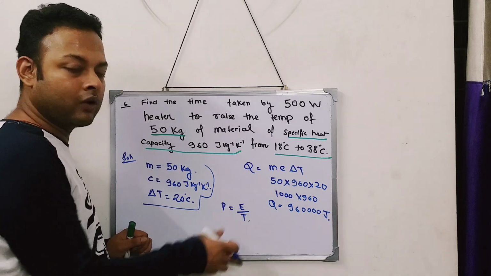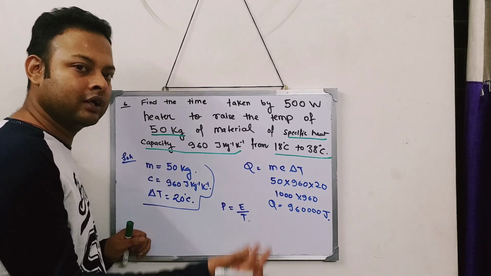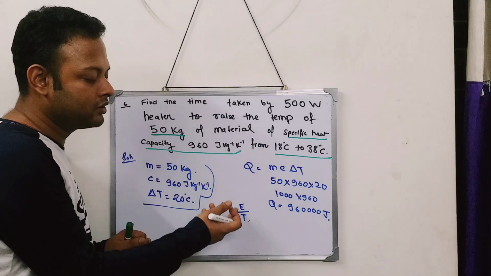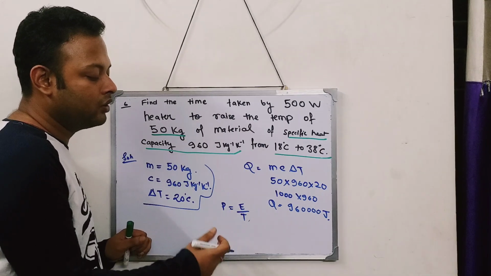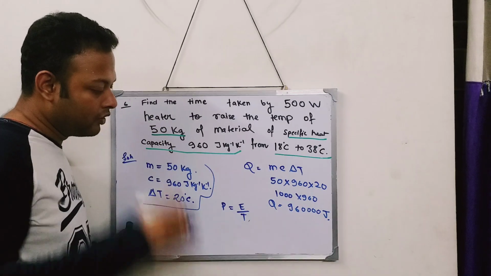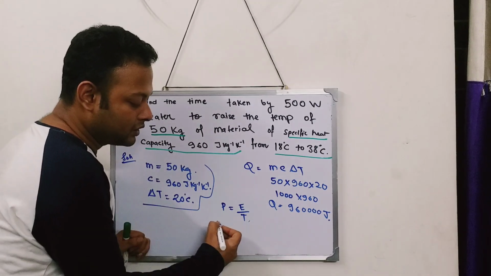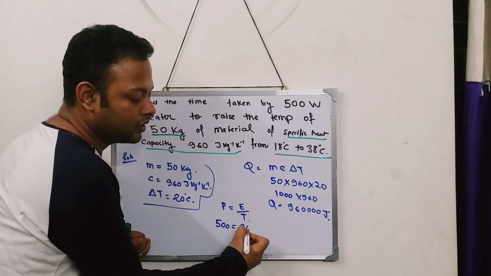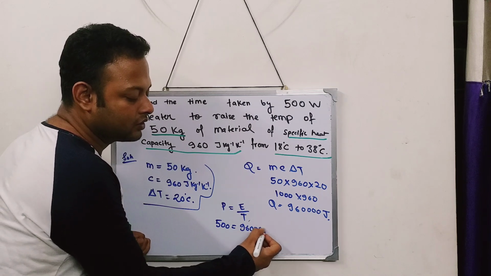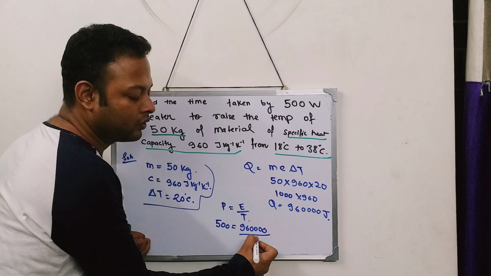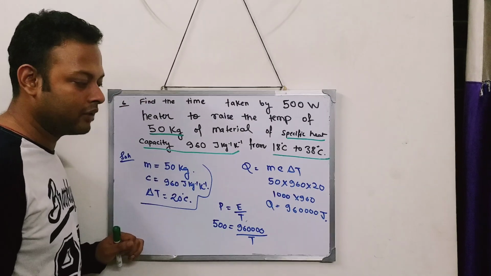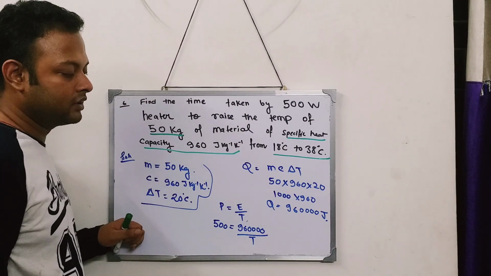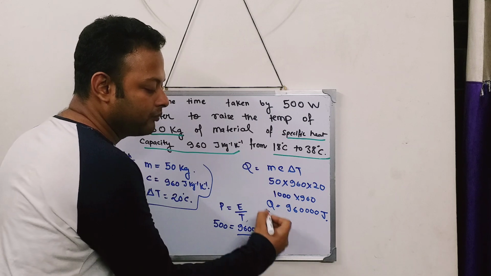So power is equal to work done by time, and we know work done and energy represent the same thing. So power is equal to energy by time, here heat energy by time. Now power is given as 500. Energy is given as 960,000, and time is not given. I have to find the time.